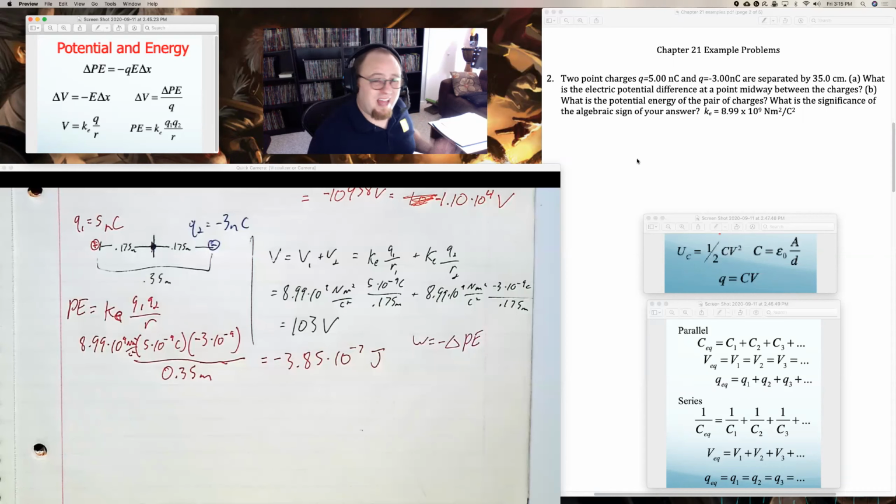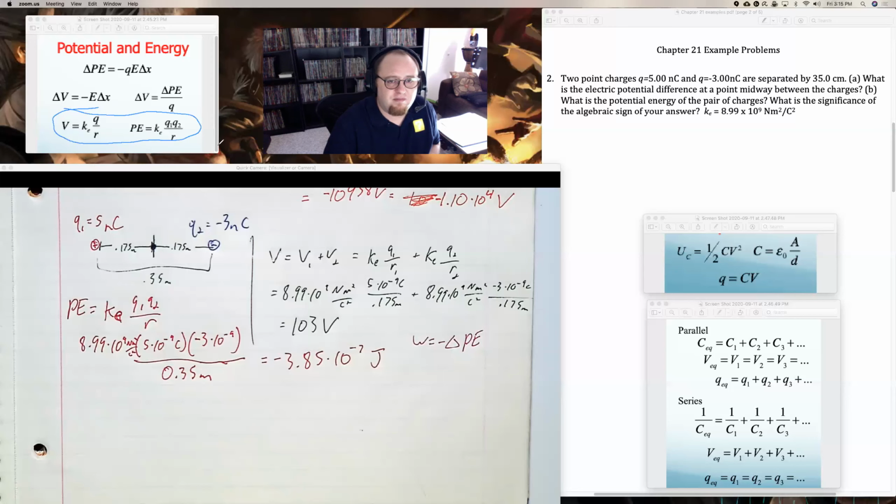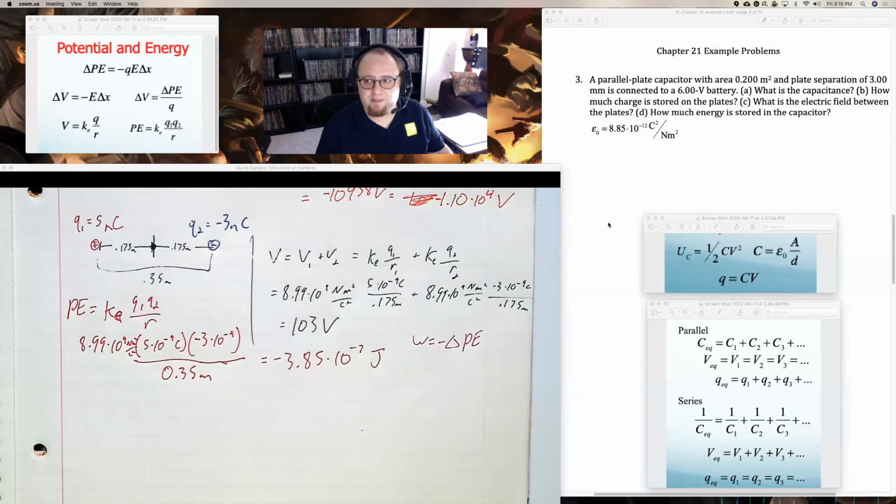Now, that's potential energy and voltage. Really, potential energy and voltage aren't that complicated, because you just plug and chug into these equations. That's all it is. Last semester, I did not put a problem on the exam about those, in fact. I figured that dealing with forces and electric fields is hard enough, so I could just stick to those, because the rest of the chapter is about capacitors.